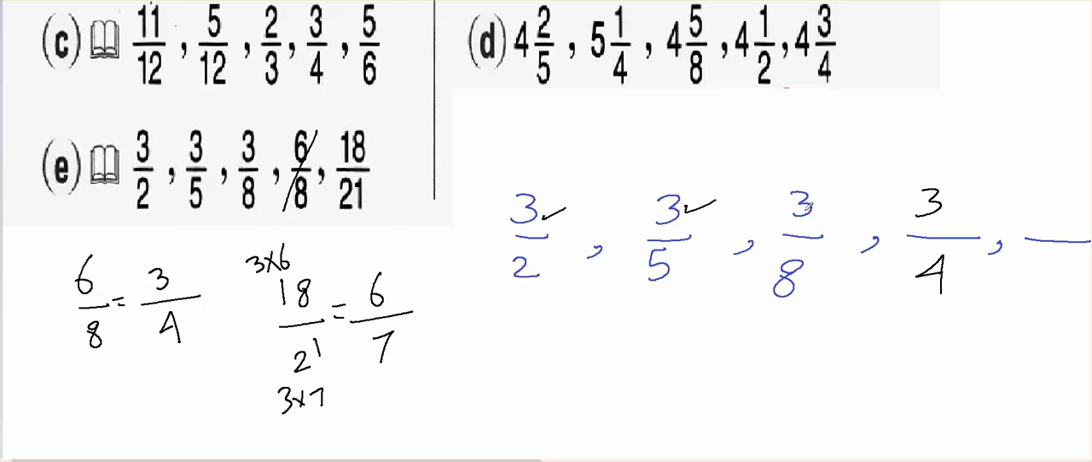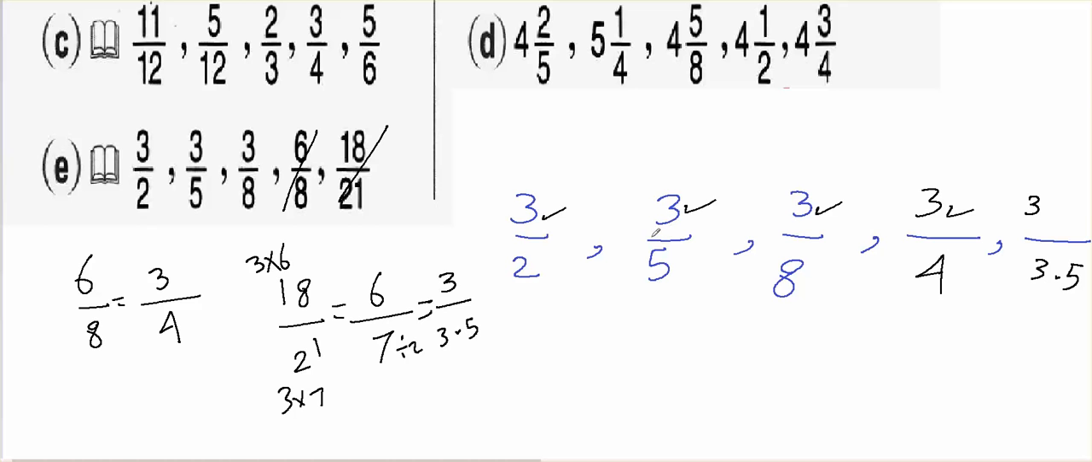3, 3, 3, 3. Can we make this numerator 3? To make 6 into 3, we divide by 2 up and down. 6 divided by 2 equals 3, and 7 divided by 2 equals 3.5. Yes, we write 18 over 21 as 3 over 3.5. Now all of these fractions have like numerators.